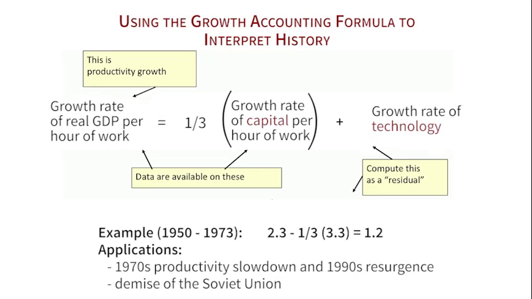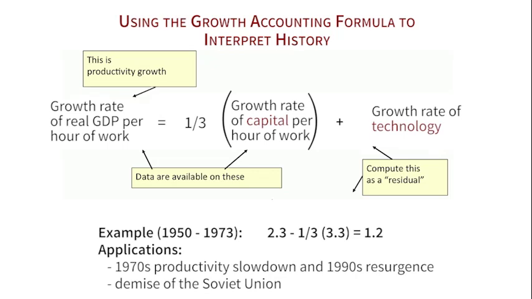So for example, from 1950 to 1973, productivity growth averaged 2.3% a year. Growth rate of capital per hour of work averaged about 3.3% a year. So you multiply that 3.3 by 1/3, subtract it from 2.3, and you get 1.2. And that's our estimate of the contribution of the growth rate of technology to productivity. You could now consider what might have led to a decline in productivity in the 1970s. Was it capital? Was it technology? Or what occurred to a resurgence of productivity in the 90s?